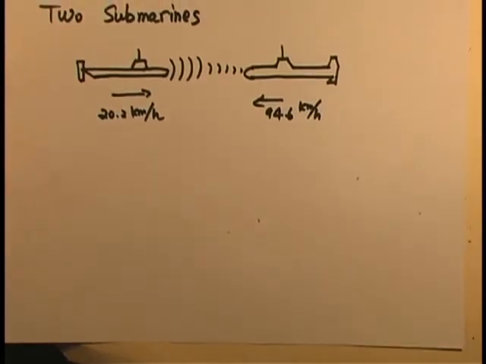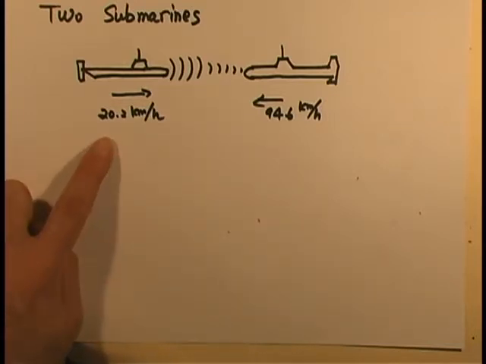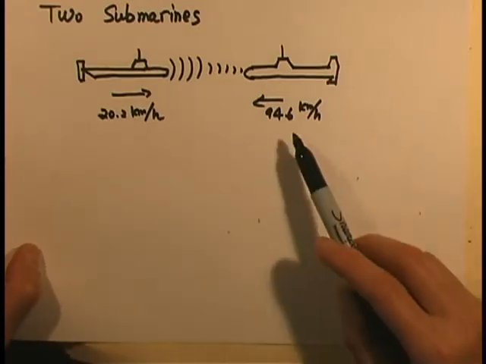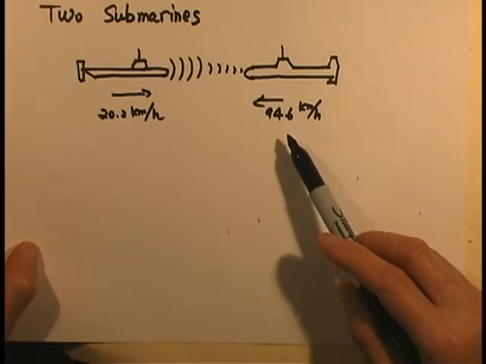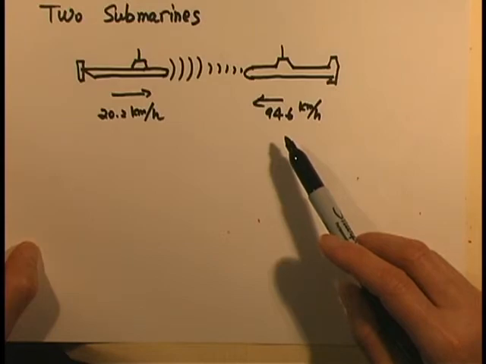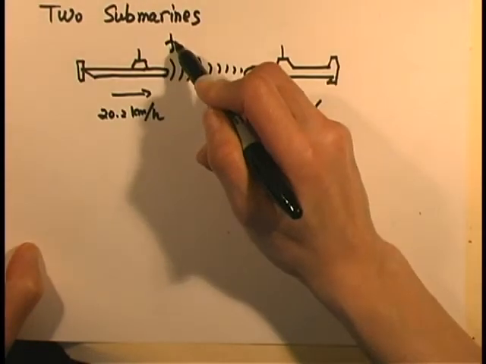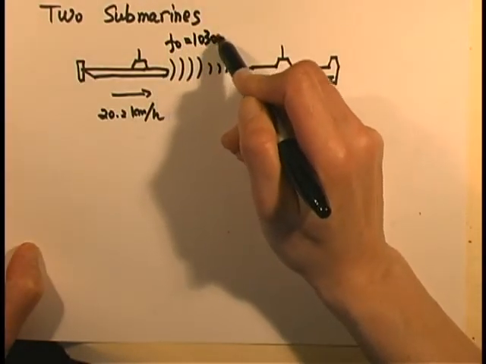Let's look at another problem about two submarines. Two submarines are on a head-on collision course during maneuvers in the North Atlantic. The first sub is moving at 20.2 km per hour, which is this one, and the second one is moving at 94.6 km per hour, which is the other one. The first submarine sent out a sonar signal. Sonar signal means sound wave in water at an initial frequency of 1030 hertz. So the initial frequency this one sent out is 1030 hertz.